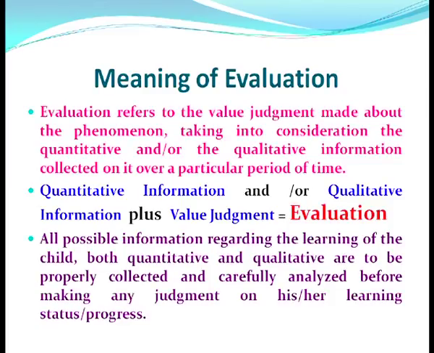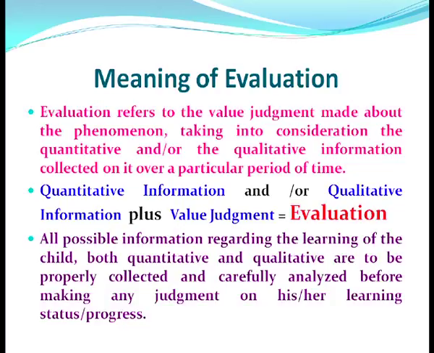So, that means evaluation is what? Evaluation includes quantitative information about the phenomenon plus qualitative information about the phenomenon plus a value judgment made about that phenomenon. That means evaluation includes three things. One is the quantitative information, the second is the qualitative information about the phenomenon under consideration, and the third is the value judgment about that phenomenon. So, all these three things make evaluation.